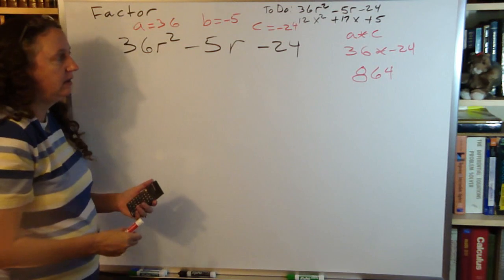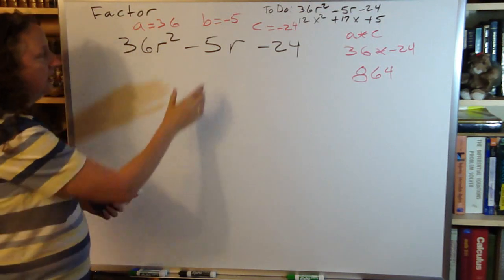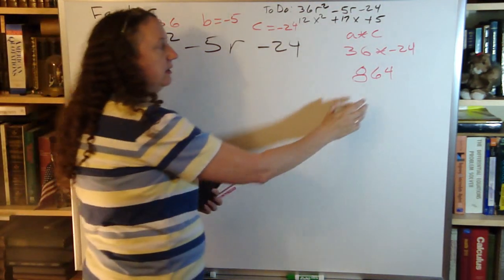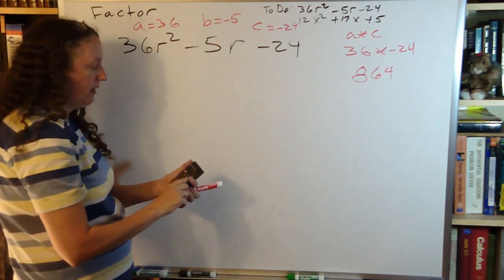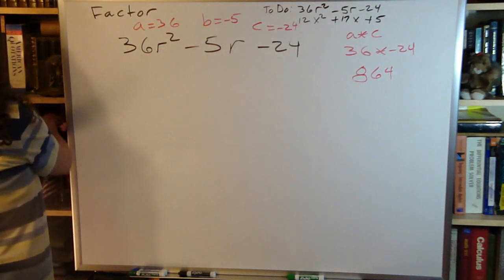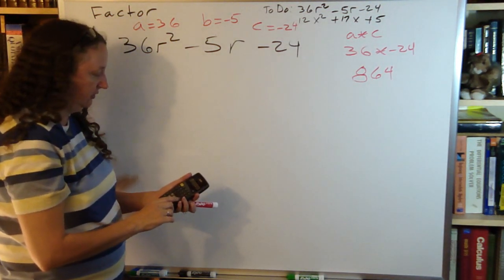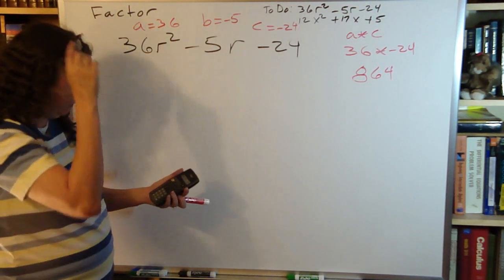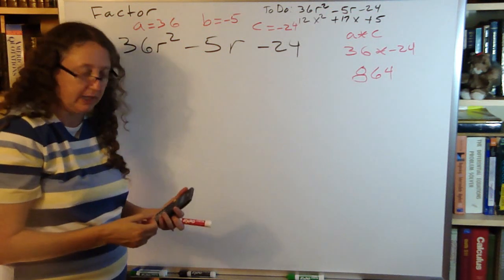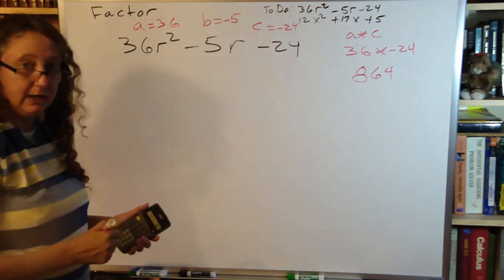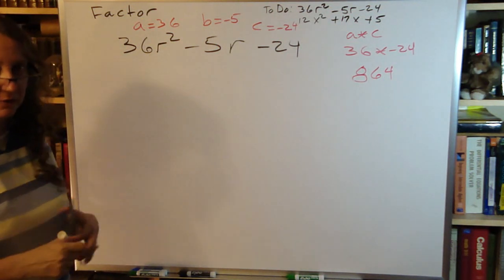Now I want to try different numbers that multiply to 864 and add to negative 5. Because this is a negative 5, we know that the numbers are going to be really close to each other. 36 and 24 don't quite work. So 36 minus 24, that gives me 12. That's not quite there. I need two numbers that are closer together. So the only thing I can think of to do is start factoring it. I'll be back when I get it factored.